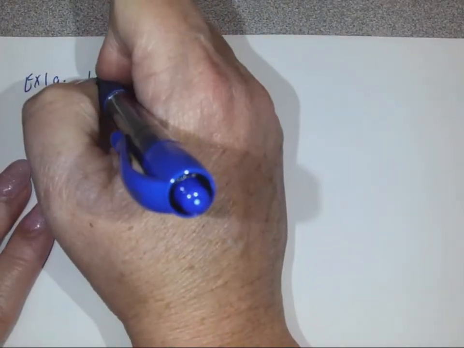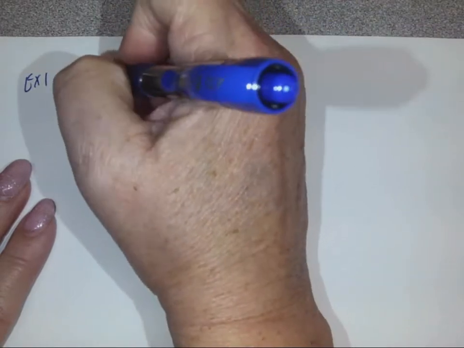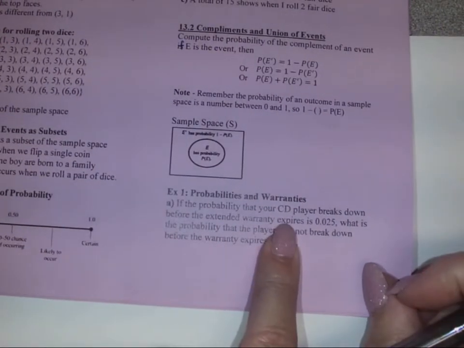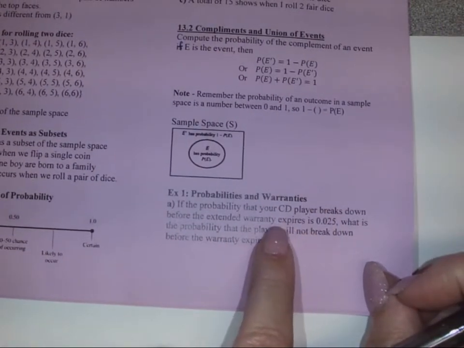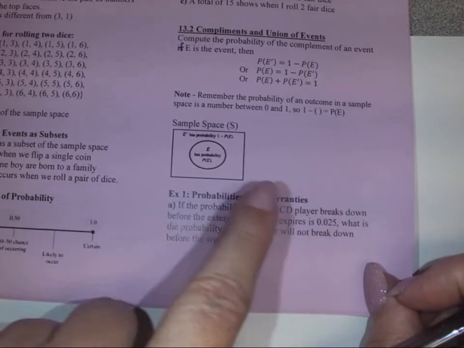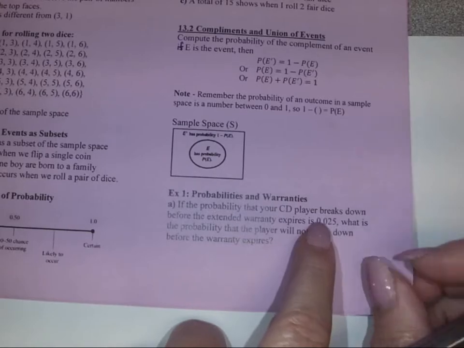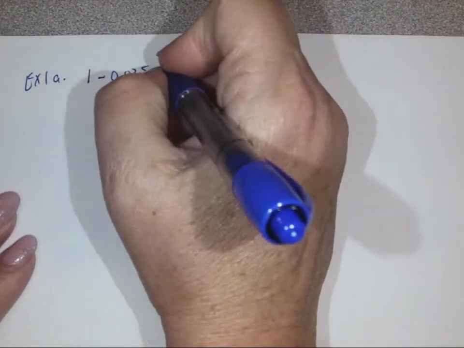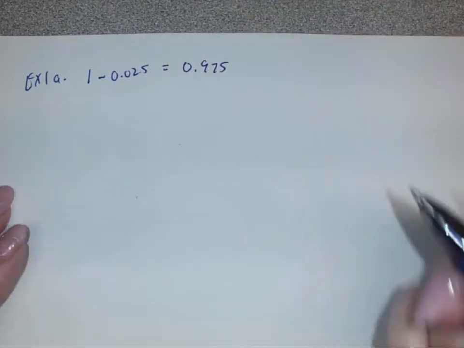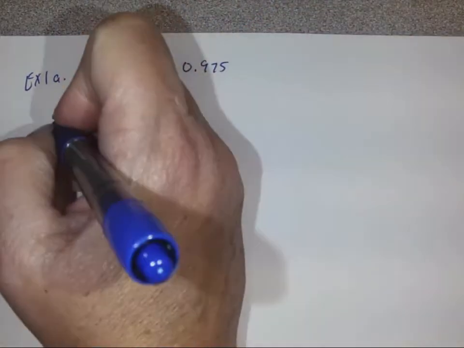So remember, the whole thing will add up to 1. So we're looking at 1 minus that 0.025. So let's clarify here. If the probability that it breaks down before the warranty expires is this, the probability that the player won't break down is 1 minus that probability. So if we subtract that out, we end up with 0.975.